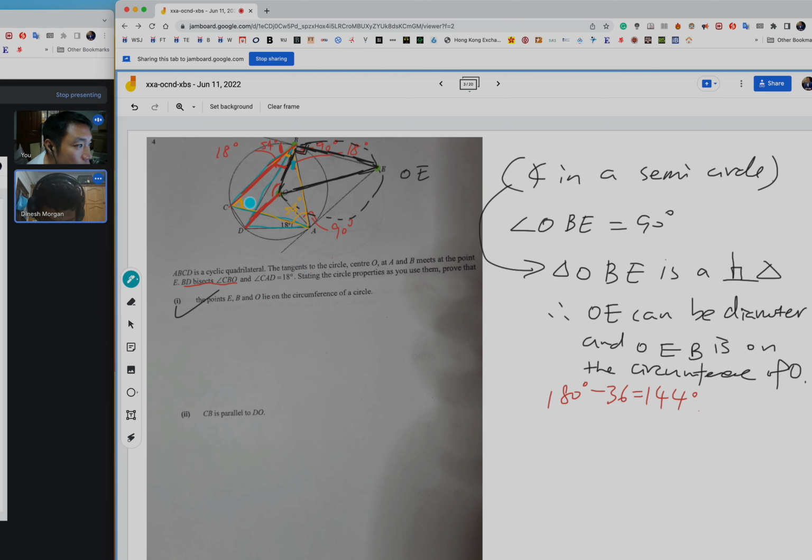I can get this as well. Because this is going to be 54 plus 18, which is 72, right? So this whole thing is 180 minus 72, because angles in opposite segments, is 108. This is 108.